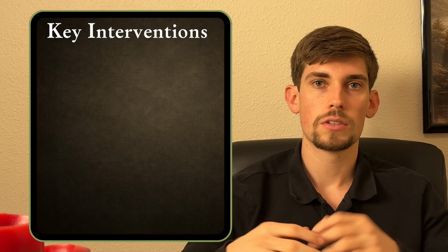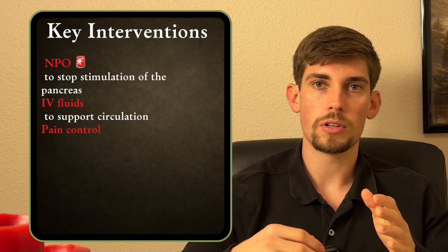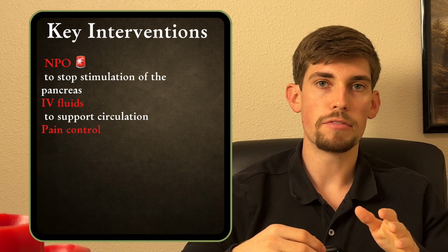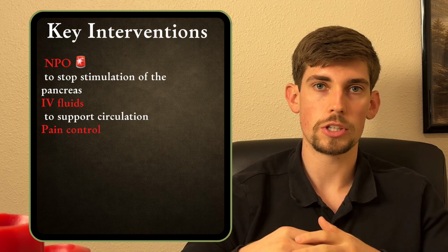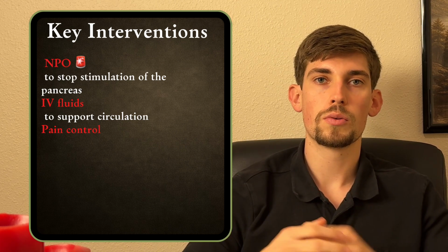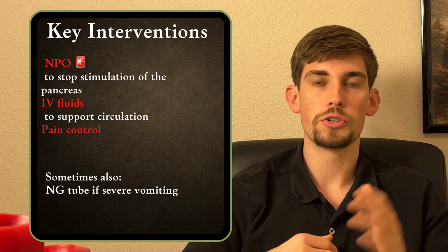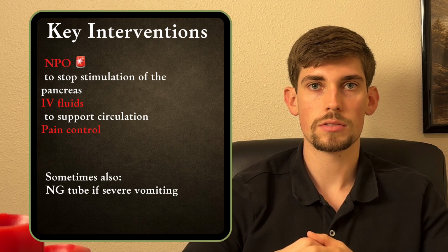Here's the nursing priority. The main goal here is to rest the pancreas because the more it's stimulated, the more enzymes it releases. Here are your key interventions. So you'll see things like NPO to stop stimulation of the pancreas, IV fluids to support circulation, and pain control. Sometimes also NG tube insertion if there is severe vomiting, to monitor for complications.